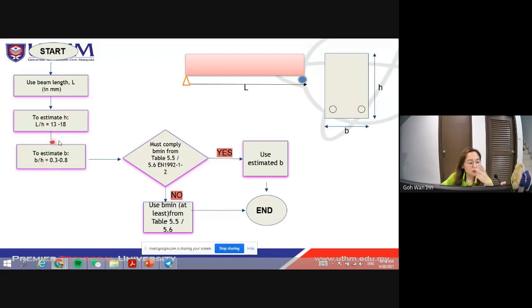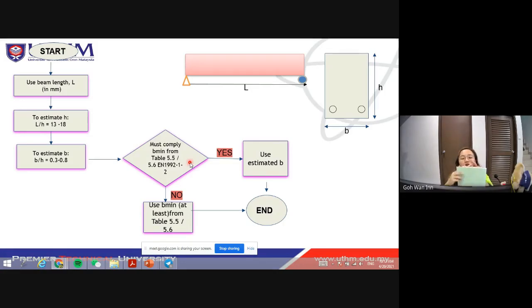Okay, so after you get the H, to estimate the B, B over H is 0.3 to 0.5. So you can take the middle value, 0.5. Then you will get the value of B and H, and then you check the B value. The B value must comply with B minimum from Table 5.5 or 5.6 of EN 1992 Eurocode 2.